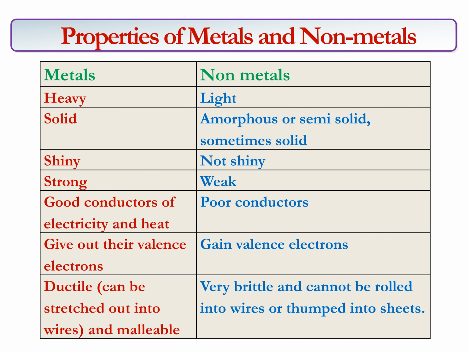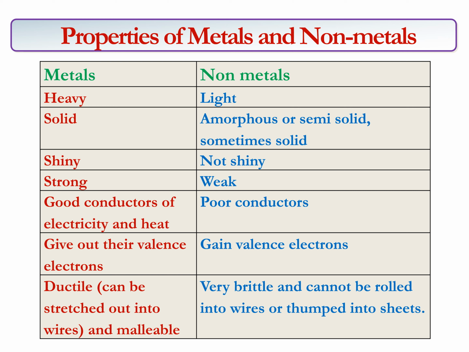We now have a look at the properties of metals and non-metals. Metals are heavy, non-metals are light. Metals are solid, non-metals are amorphous or semi-solid. Metals are shiny, non-metals are not shiny. Metals are strong, non-metals are weak. Metals are good conductors of electricity and heat. Non-metals are poor conductors. Metals give out their valence electrons.